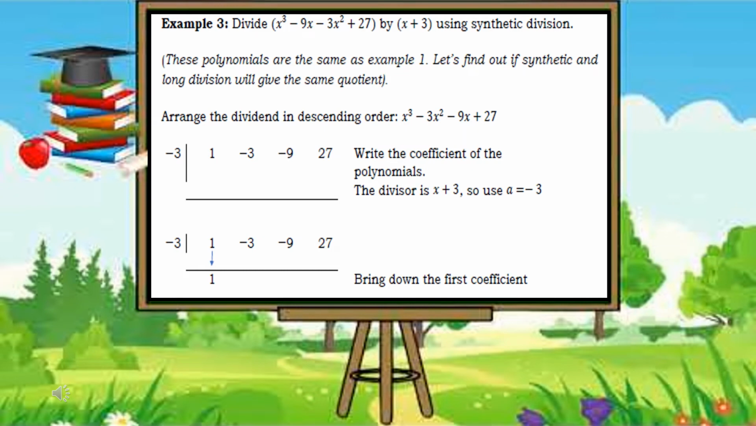The divisor is x plus 3, so use a as negative 3. If it's x minus 3, then the divisor is positive 3. Since it is x plus 3 here, we're going to use negative 3 as the divisor. So the first thing to do is bring down 1.